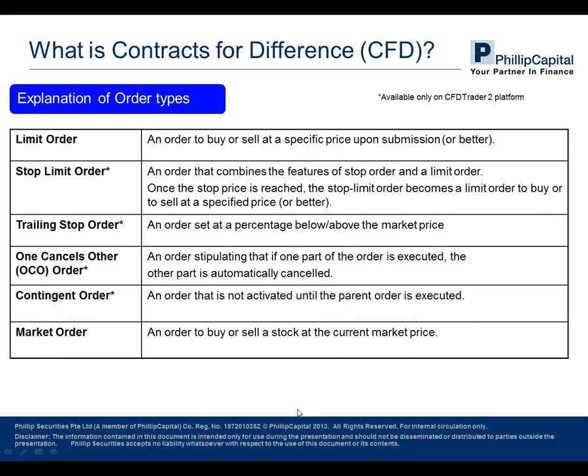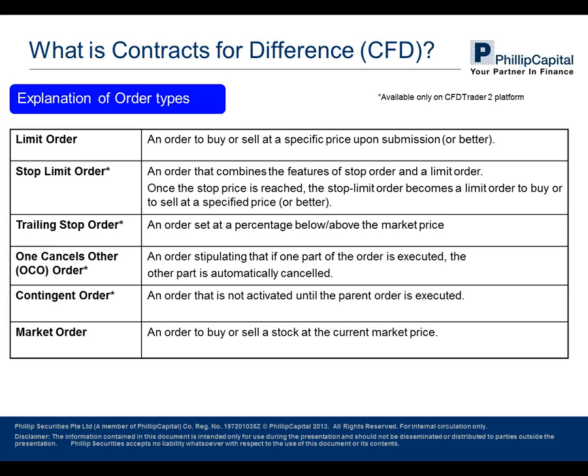So here's an explanation of the order types. The limit order is a very simple order to buy or sell at a specific price upon submission or better. Your stop limit order is a combination of a stop and a limit order. So it means that once it hits a stop price, the stop limit order becomes a limit order. You can just think of the stop price as a trigger. A trailing stop is an order that you set a percentage below or above the market price, and then the order will just move along.